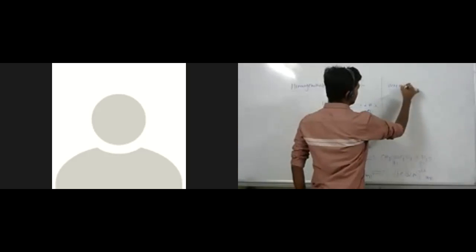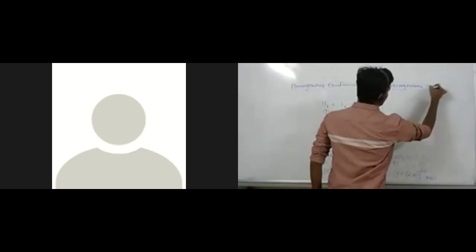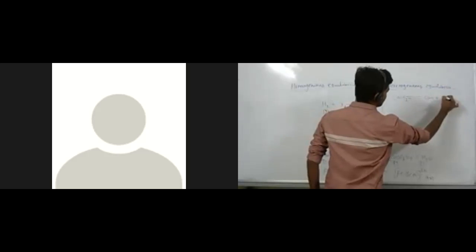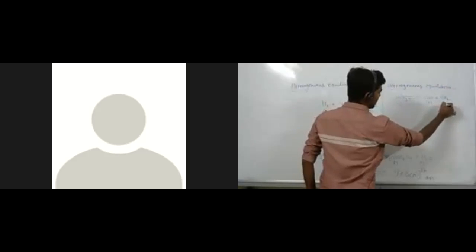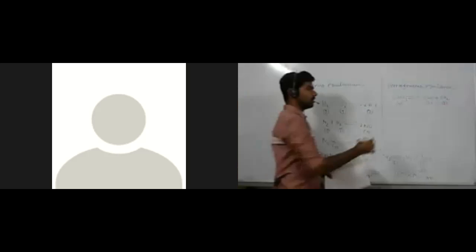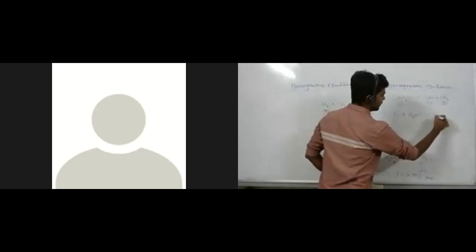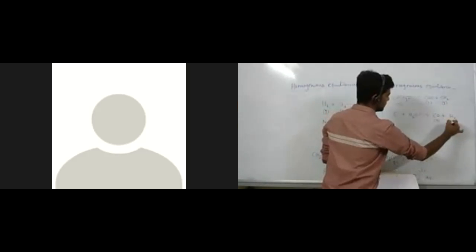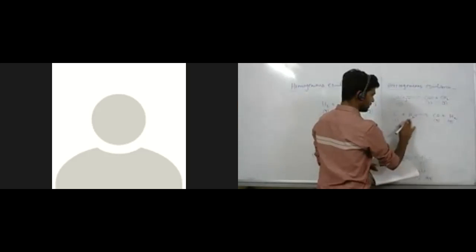Next, heterogeneous equilibrium. How do we define this? Different phases. This equilibrium exists between different physical states of reactants and products. For example, calcium carbonate decomposition: CaCO3 gives CaO plus CO2. CaCO3 is solid, CaO also solid, but carbon dioxide is gas. This equilibrium is heterogeneous equilibrium. Another example, the reaction of carbon with water, giving CO and H2. Both of these are gases, but carbon is solid and water is in vapor phase. Anyhow, all are in different physical states. Okay.